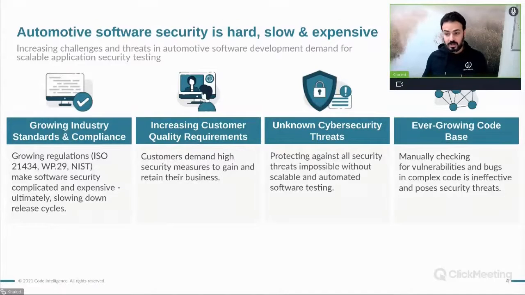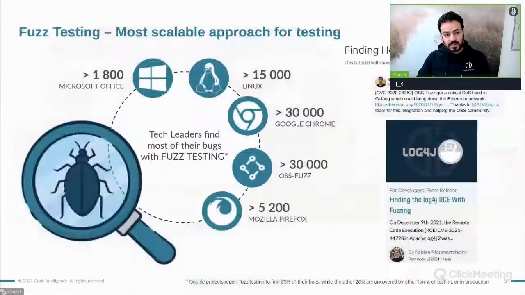In addition, automotive software is, as I mentioned, becoming increasingly complex, and it's ineffective to limit the process of security testing to manual effort or pen testing. Having a look at these challenges, fuzzing provides a really scalable and effective approach for testing.